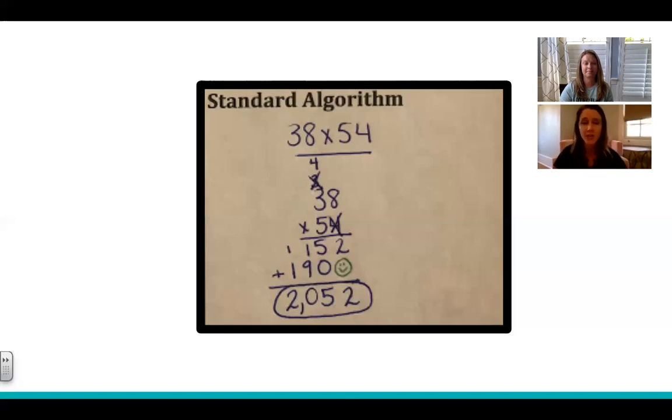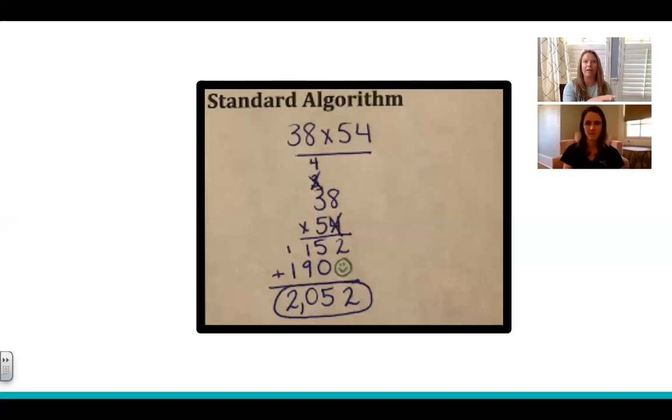And then the great news is they're already stacked. So you draw your line and you add them up. 2 plus 0 is 2, 5 plus 0, 5, 9 plus 1 is 10, carry your 1, and you have a 1 plus 1, which is 2. So the final product of 38 times 54 is 2,052.